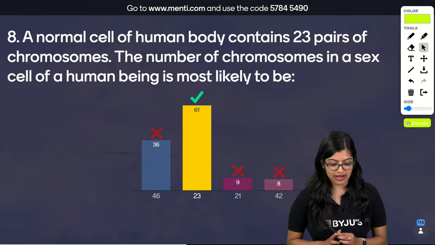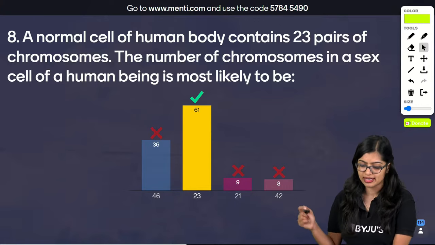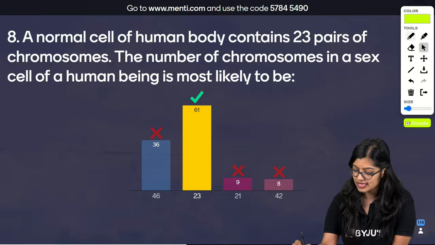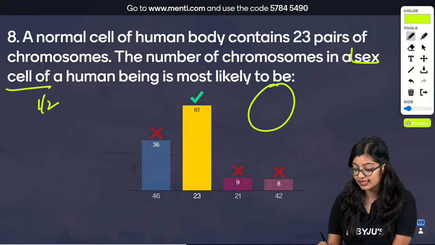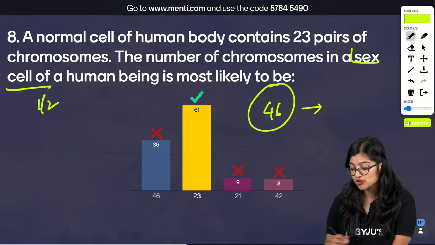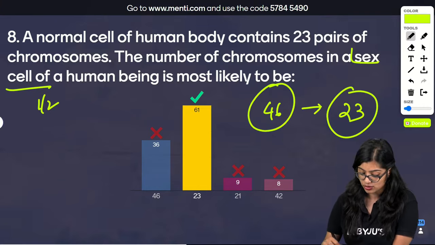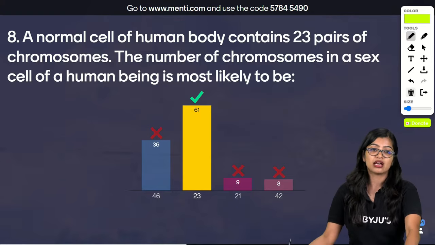Very good, everybody. Very good. But for the 36 of you who got confused, number of chromosomes in a sex cell. A sex cell is your gamete. A gamete will have half the number of chromosomes. So if my normal skin cell has 46, how much will be there in the gamete? A gamete will have only half. It will have 23. So the correct answer is option B.